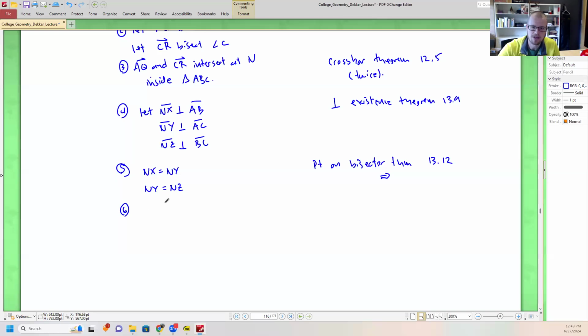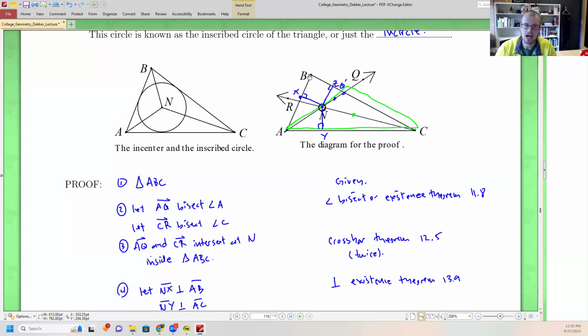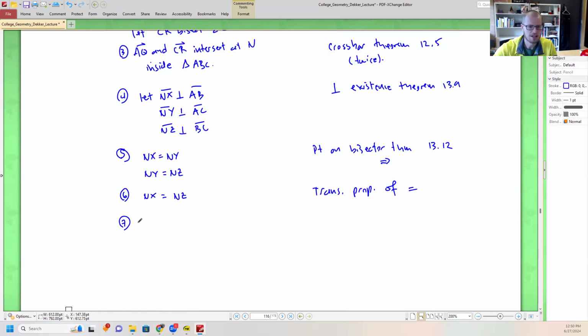Sixth step is that transitive property of equality. We get that NX is equal to NY, is equal to NZ. These two things are equal by the transitive property of equality. That's fantastic. All right, step 7 then is using the point on bisector theorem in the other direction. Since the two distances are the same, then N must be on the bisector of angle B. And again, this is the point on bisector theorem, again theorem 13.12, but we're using it in the opposite direction because it's an if and only if statement.